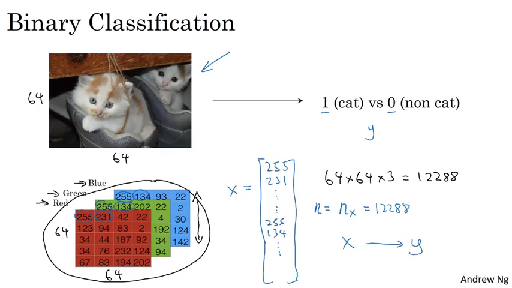That is, whether this is a cat image or a non-cat image. Let's now lay out some of the notation that we'll use throughout the rest of this course. A single training example is represented by a pair (x, y), where x is an nx-dimensional feature vector, and y, the label, is either 0 or 1.